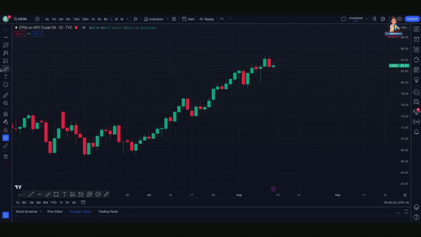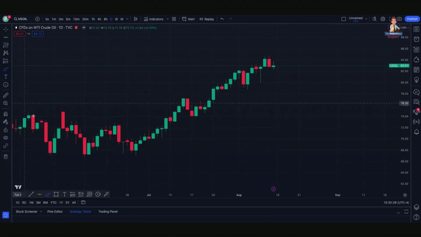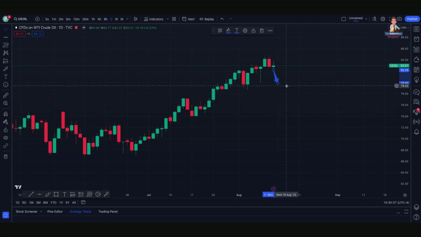It doesn't mean that we're not going to go up and then come back down. Let me get rid of these. Go back up and then come back down. But again, just based on the price action, it looks like we're going to be dropping somewhat with crude oil. We've kind of been in this range.